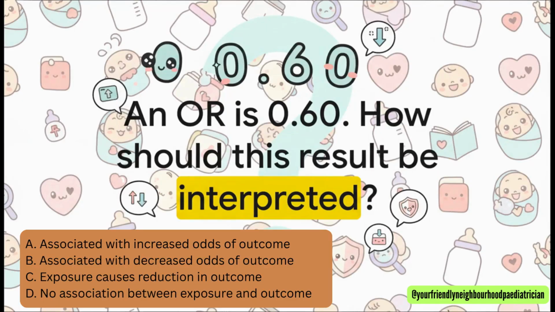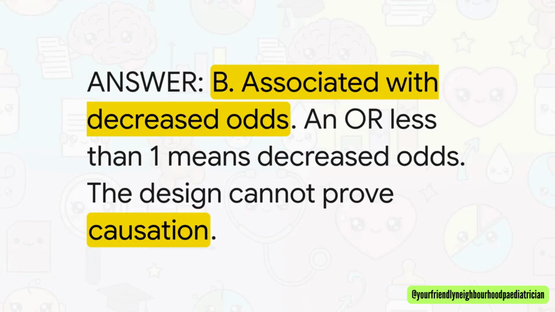Okay, next up, odds ratio is 0.60. First thought, is that bigger or smaller than 1? It's smaller. Okay, now look very closely at the wording of those answer choices. The specific verbs they use are everything. And the correct answer is B. Since 0.60 is less than 1, we know it's decreased odds. But the key here is comparing B and C. Answer C uses the word causes, and we know that's the big no-no. B correctly says it's associated with.